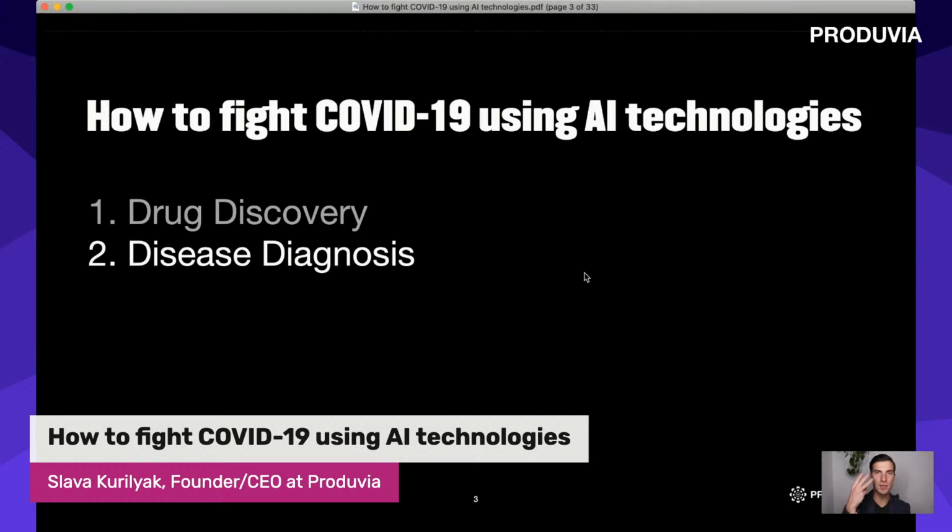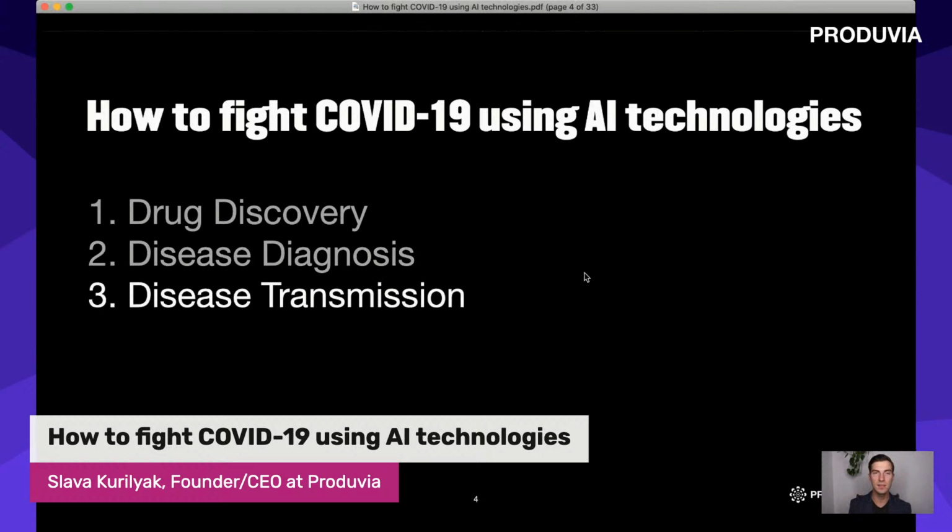The third use case we will discuss today is disease transmission. COVID-19 is spreading, and the question arises, how can we use AI technology to detect the spread of COVID-19? And more importantly, how can this progression or transmission be modeled? These are the types of questions that companies and individuals can answer today. So the third use case is disease transmission.